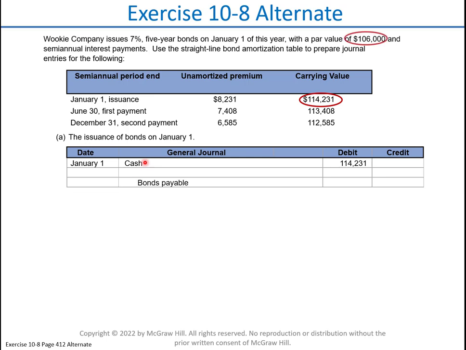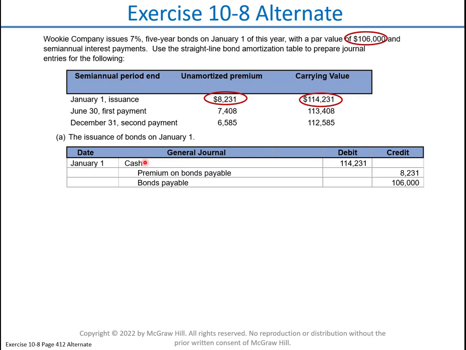We have to pay back the 106. We'll credit that. The difference is the premium. They sold this bond for more than the par value. The premium is credited for the difference, which in this case is $8,231.